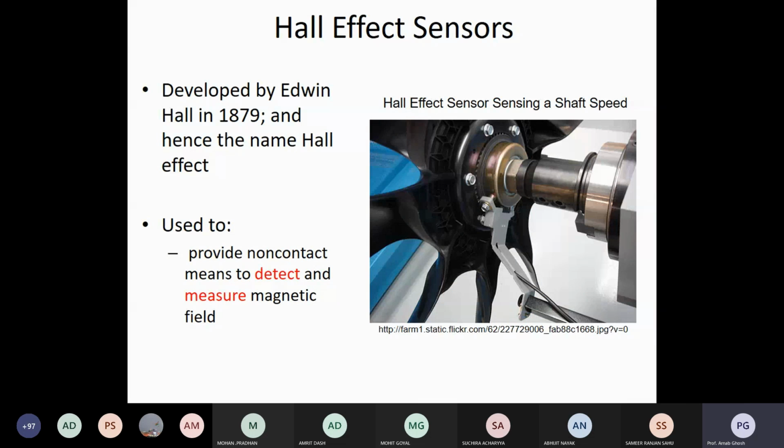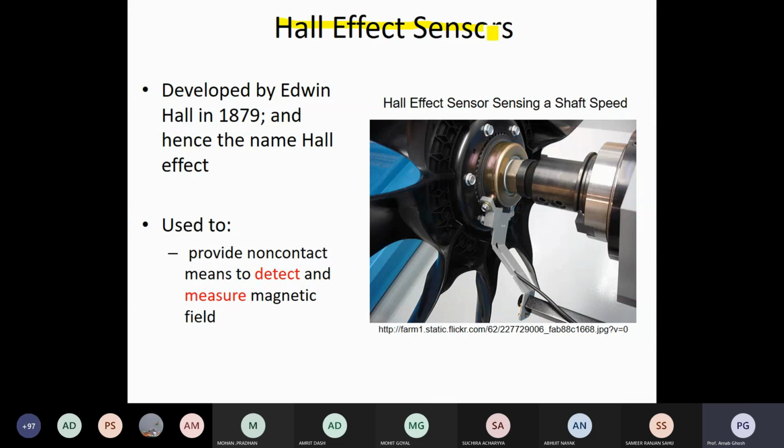Hall effect sensors are like the LEM sensor we use in our labs. Hall effect means that due to a magnetic field difference, the output will be an electrical output.